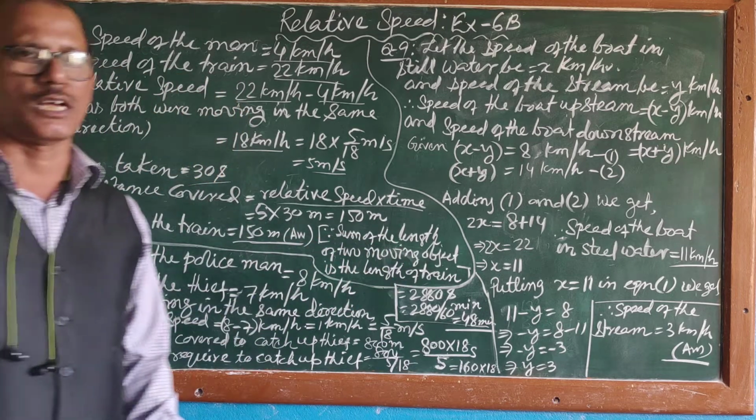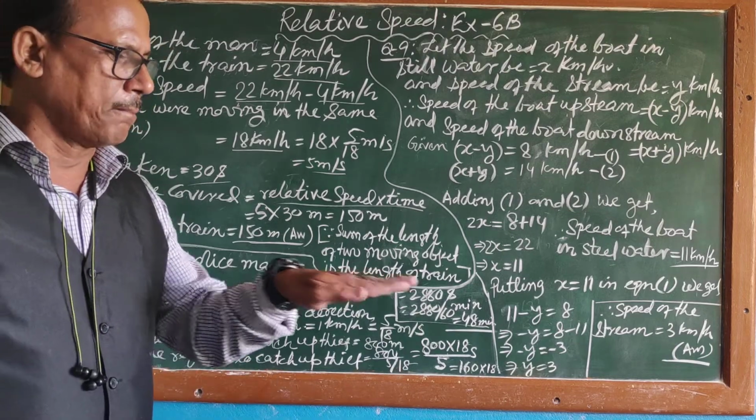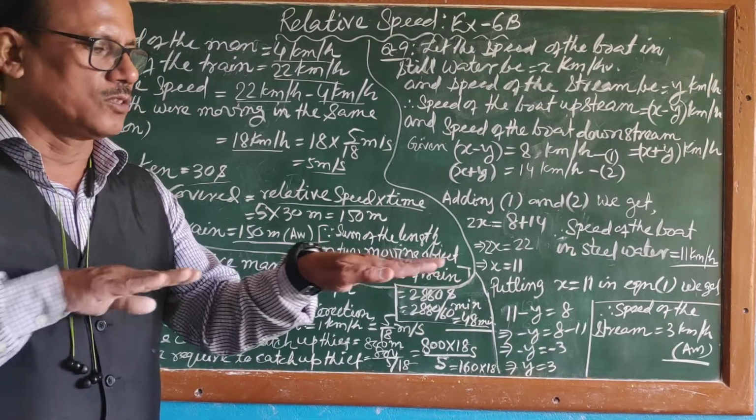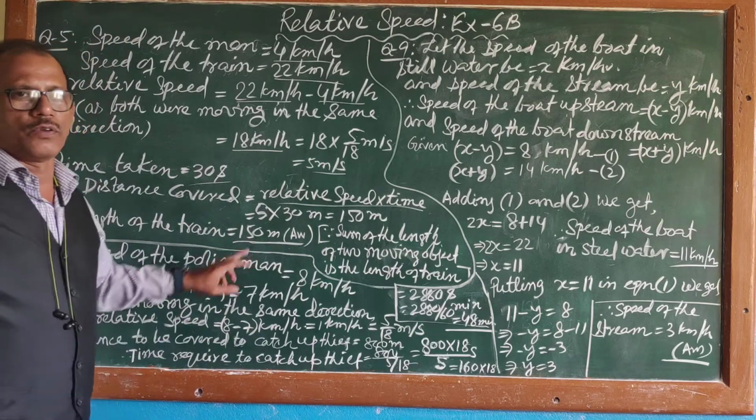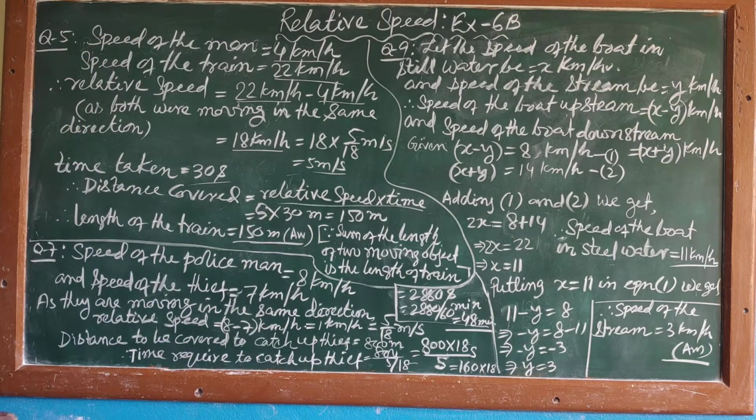That we have to write down. The sum of the lengths of the two moving objects, in this case man and train, will be the length of the train only. Therefore the length of the train will be 150 meter. That's a very interesting sum. I hope you have understood.